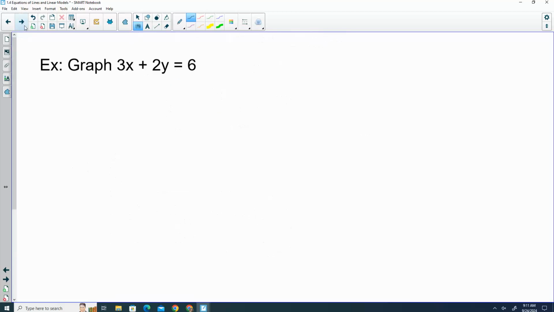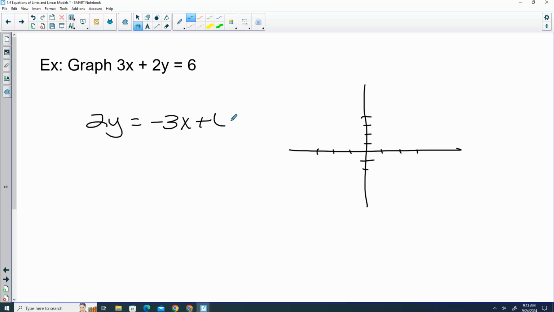Let's do a review problem. Take a second. This is from last week. So if you're going to graph it, what form is this currently written in? Standard. What would we want to do? So if we subtract our 3x, we have 2y equals -3x plus 6, or if you wrote 6 minus 3x, that's fine. Divide everything by 2. So y equals -3/2 x plus 3.